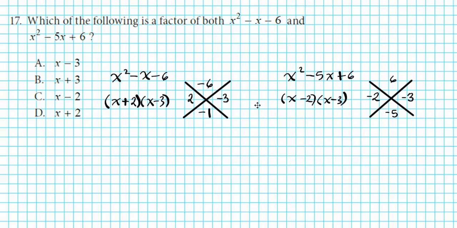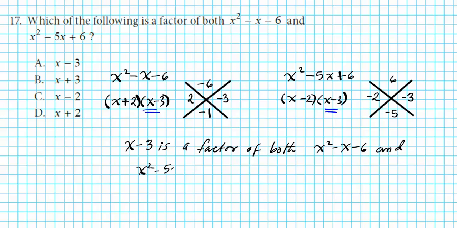Okay, so what factor shows up in both factored states? x - 3 is a common factor. Since it's common, we can simply conclude that x - 3 is a factor of both x² - x - 6 and x² - 5x + 6. That's because it's the only quantity that shows up in the factored form of both quadratic trinomials. Our answer for question number 17 is option letter A.